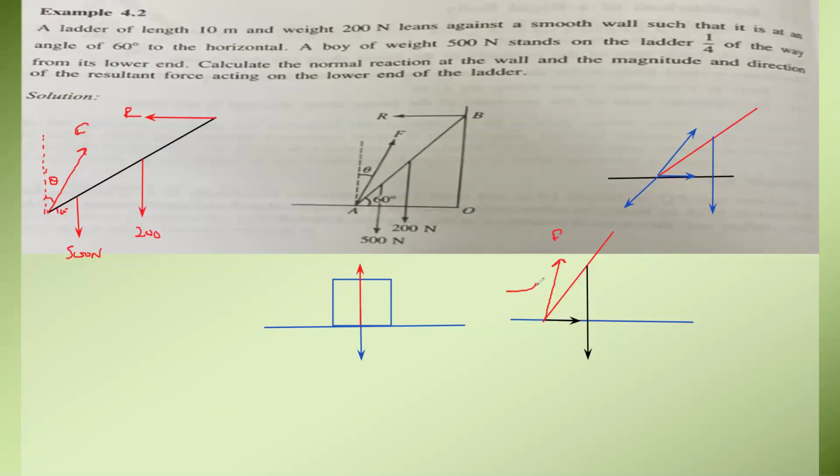So the ladder tends to slide down, but the friction opposes the motion. So remember always, the normal contact force of the ladder specifically is not exactly acting perpendicular. It is making a certain angle with the vertical axis.